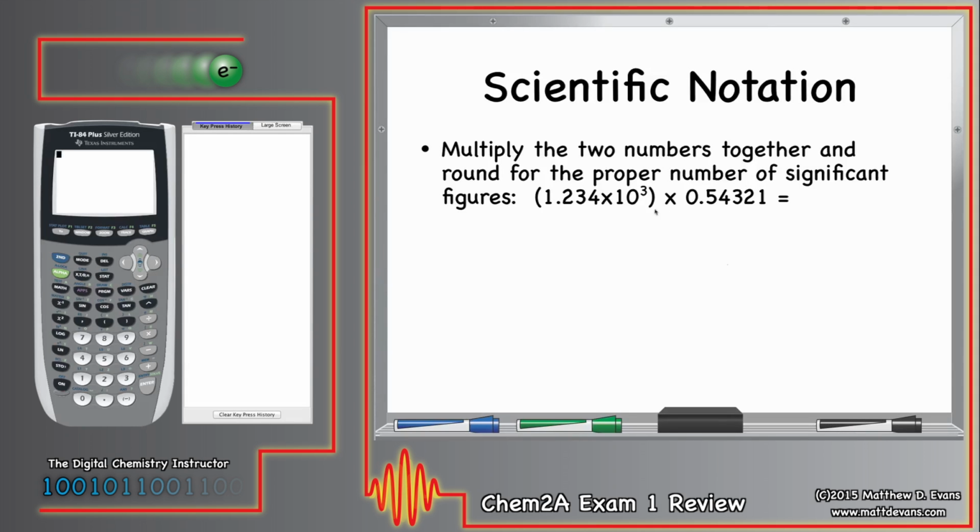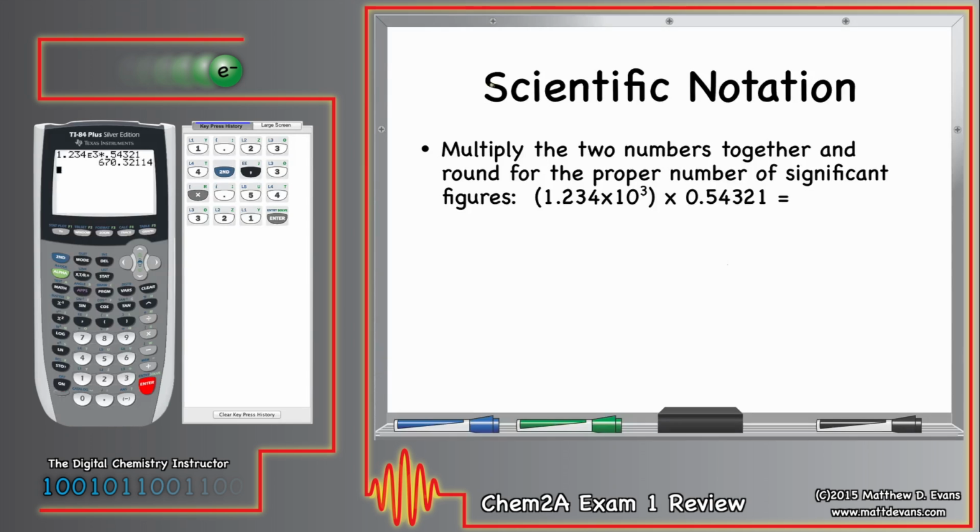So here we go. Just multiply these 2 numbers together on the calculator, 1.234. And here's the scientific notation part. You hit the second button to access this secondary function, EE, and that takes the place of the times 10. All you have to do is enter the 3 and then times the other number, 0.54321, and then enter. And right away we get an answer. Let me just double check that I put this into the calculator correctly. It looks like I did.